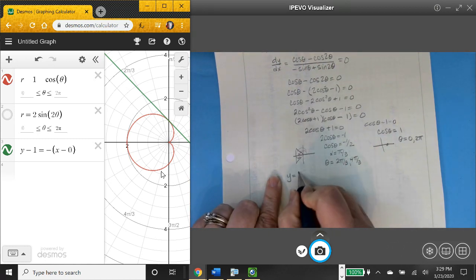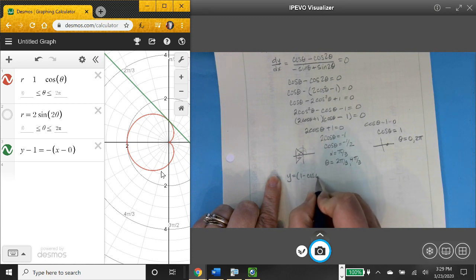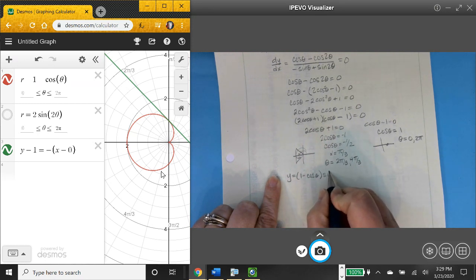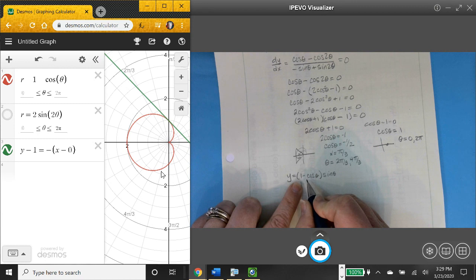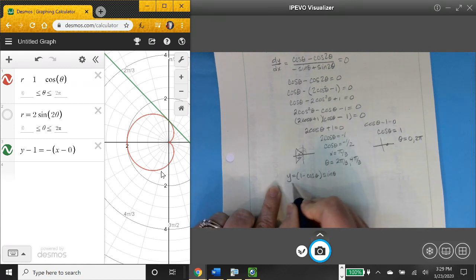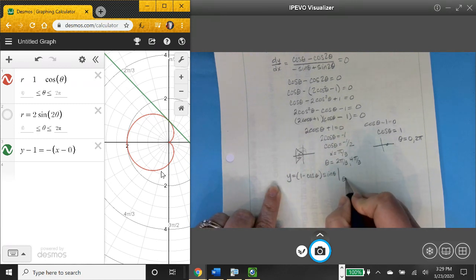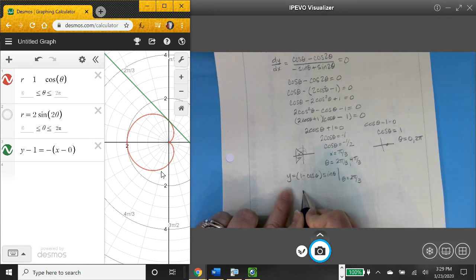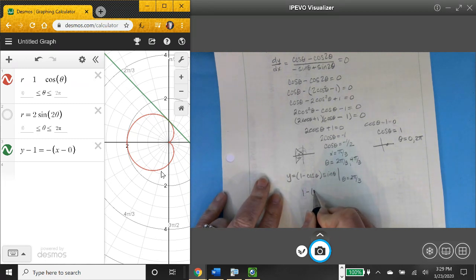Knowing that y equals 1 minus cosine theta times sine theta, because this is r sine theta, I'm going to go such that theta equals 2 pi over 3. And what happens here is I get 1 minus the cosine of 2 pi over 3, which is negative 1/2.